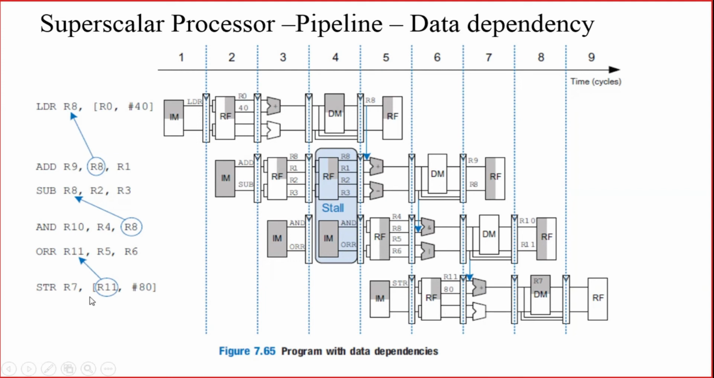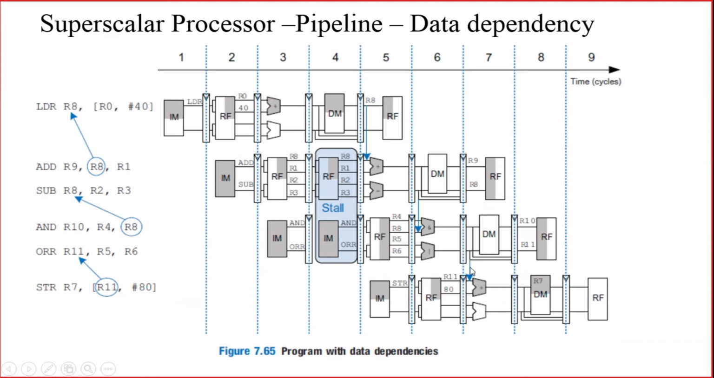Why? Because the store instruction will be fetched only in the 5th cycle. In the 6th cycle, decoding will take place, and in the 7th cycle only execution will take place. But in the 7th cycle itself, the content of R11 is forwarded from OR to store. So in the 7th cycle itself, R11 is available. Then 80 is also available. So the resultant address can be calculated and the content of R7 can be stored onto the resultant memory location. So for this instruction, stalling is not required. Why?